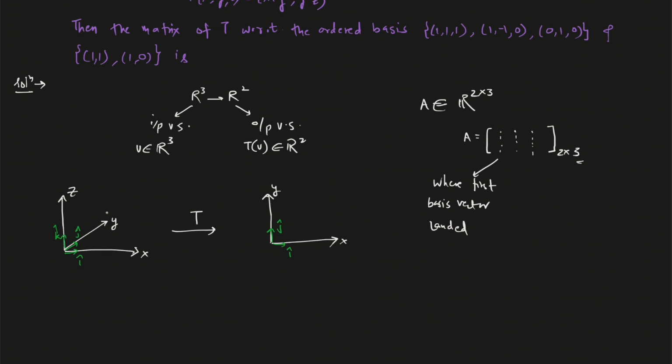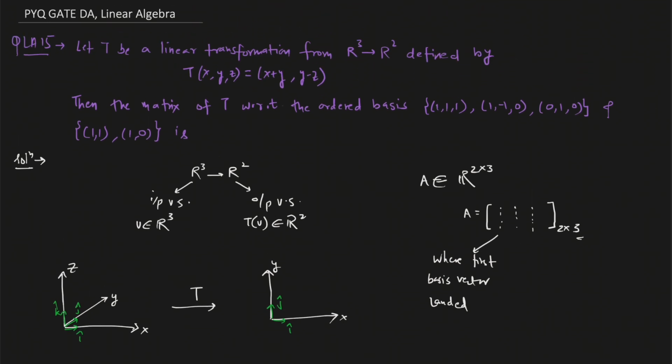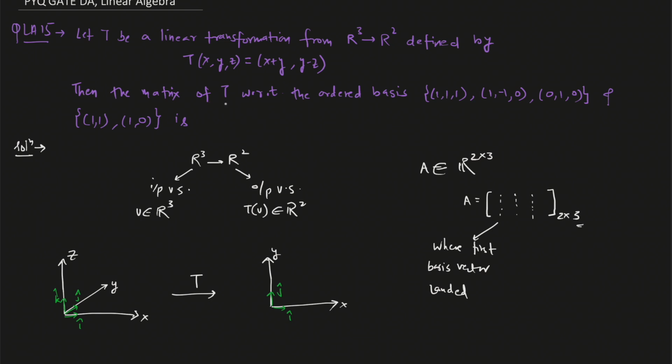If these are the basis sets for the input vector space and output vector space, then the first column vector is where i landed, the second column vector is where j landed, and the third column vector is where k landed. But there is a twist. They said that we need to give the matrix representation of T with respect to these ordered bases. This is the first ordered basis, for the input vector space, and this is for the output vector space.